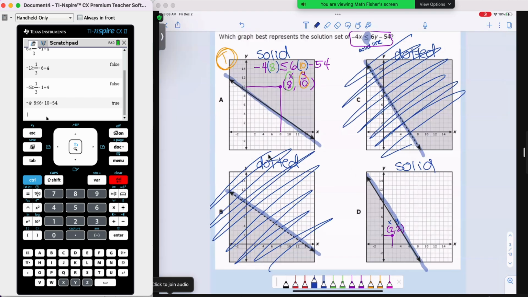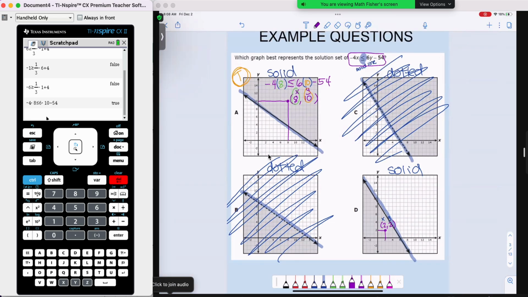I'm going to take this inequality again. So we have negative 4X less than or equal to 6Y minus 54. Put parentheses around your letters. Now instead of my X, I'm going to write 2. Instead of my Y, I'm going to write 2. Picking a point that's the same is easy. It makes it easier.